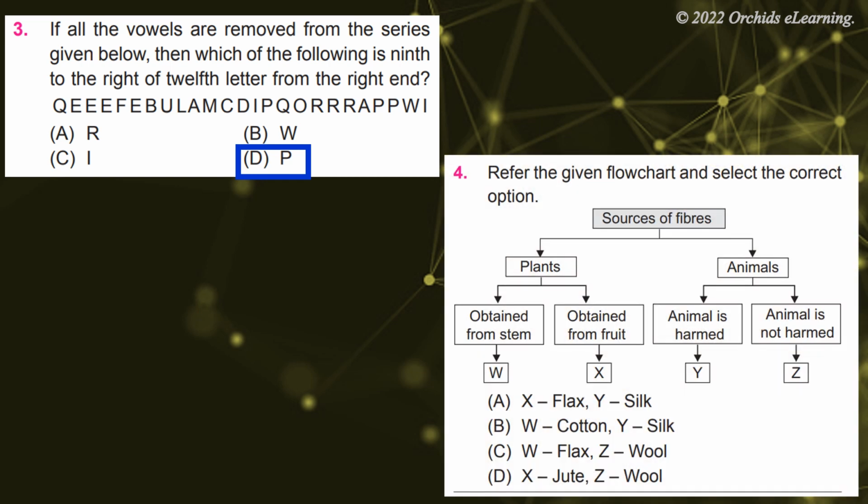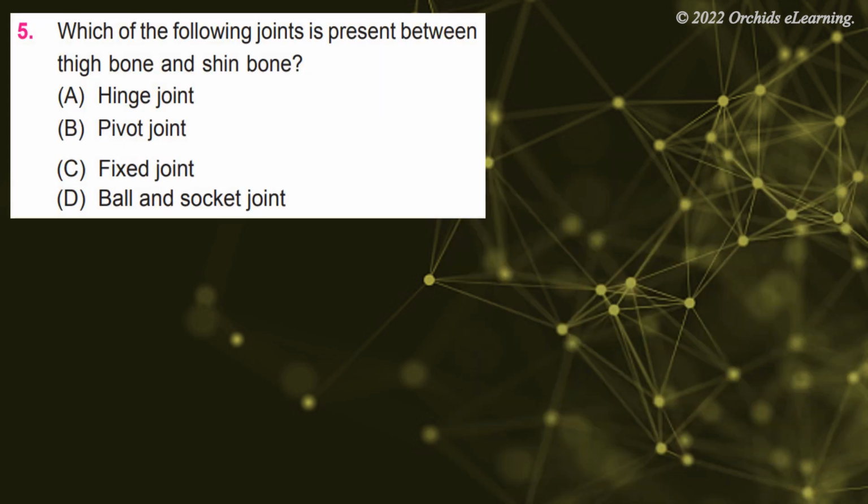Refer to the given flowchart and select the correct option. C. W. Flax. Z. Wool. Which of the following joints is present between thigh bone and shin bone? A. Hinge joint.